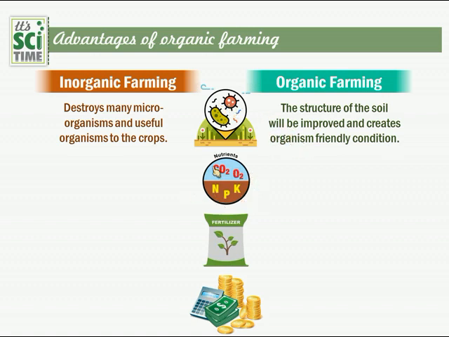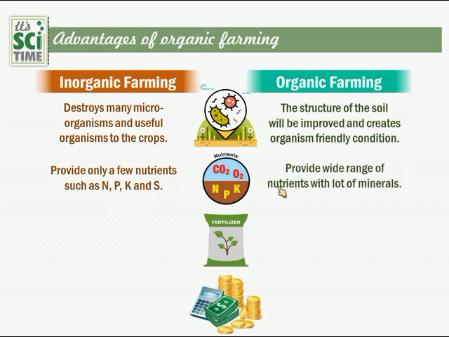Next one, the fertilizer supply, and provide only few nutrients. When we supply artificial fertilizers, only a few nutrients, only the macronutrients, we provide. Micronutrients such as magnesium or calcium are not provided much. Look at the organic farming, it provides a wide range of nutrients, a lot of minerals, because as we use compost or decayed matter, a wide range of nutrients is provided in this organic farming.